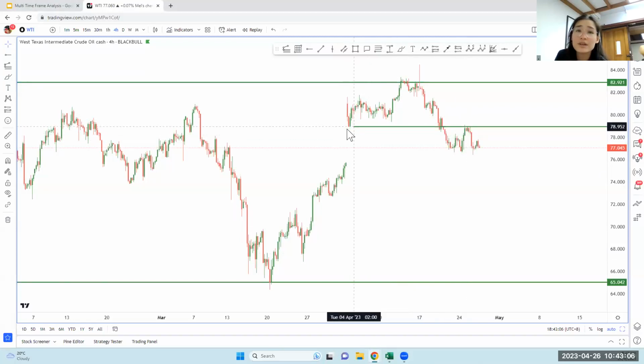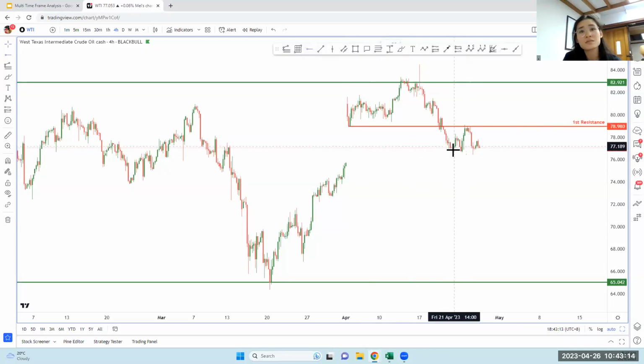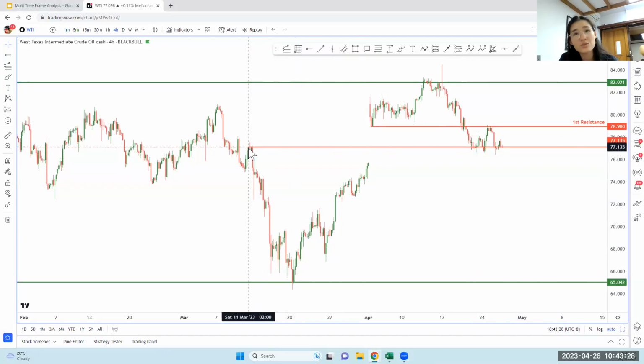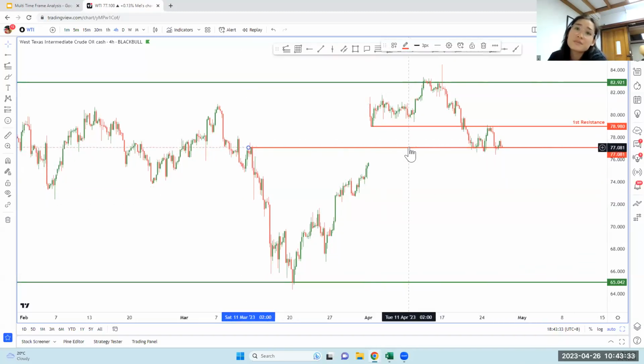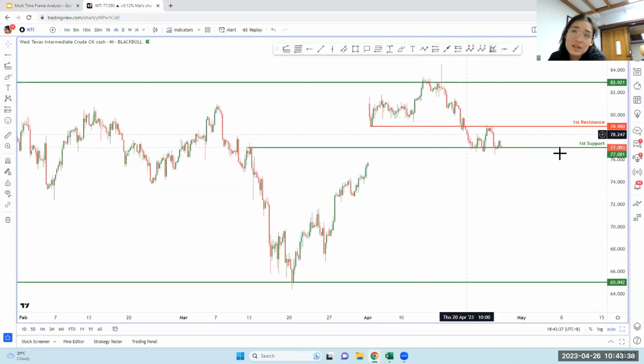So here I have an overlap resistance. Okay. I can see that price is also currently at this level in line with this swing high. So I'm wondering, is price going to break out of this support level, or is it going to reverse off of it?